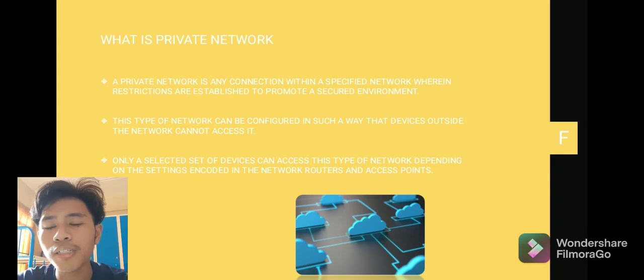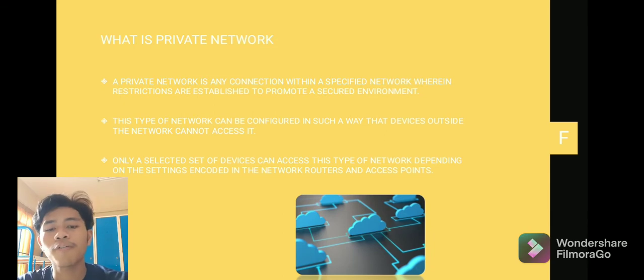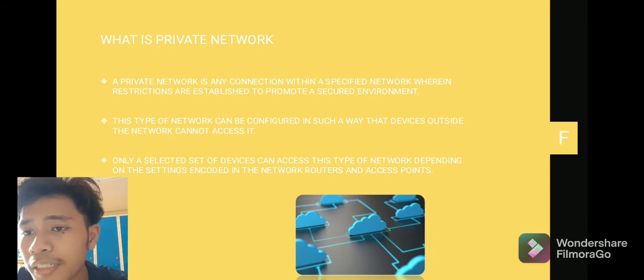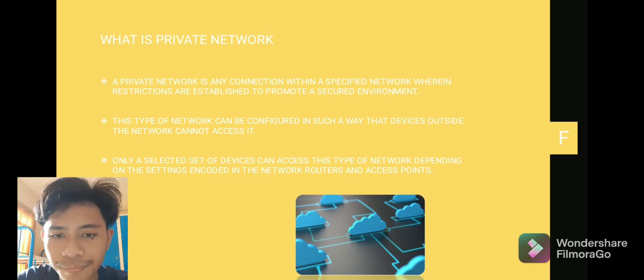Firstly, before we go to the private network, we must know what is a private network. So I will explain it. A private network is any connection within a specified network wherein restrictions are established to promote a secure environment. So this type of network can be configured in such a way that devices outside the network cannot access it. This private network also has a selected set of devices that can access it, depending on the settings in the network, routers and access point.